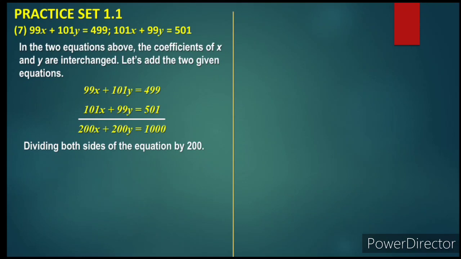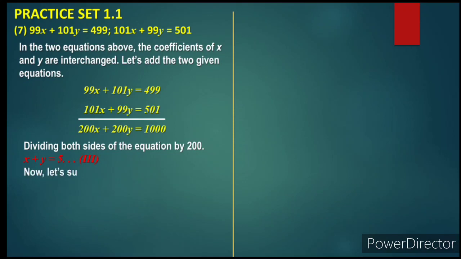When you divide the first term by 200, you will get x. When you divide the second term by 200, you will get y. And when you divide the third term by 200, you will get 5. So x plus y is equal to 5. Again we have received one equation. We'll number this equation 3. So we have received a simplified equation by adding the given equations.